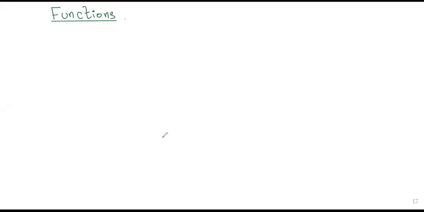Okay, so let's talk about the next chapter, that is function notation. Let's talk about functions first. Now, this is very, very easy, and we would be able to complete this in this class. In maths, we have different types of functions, right?